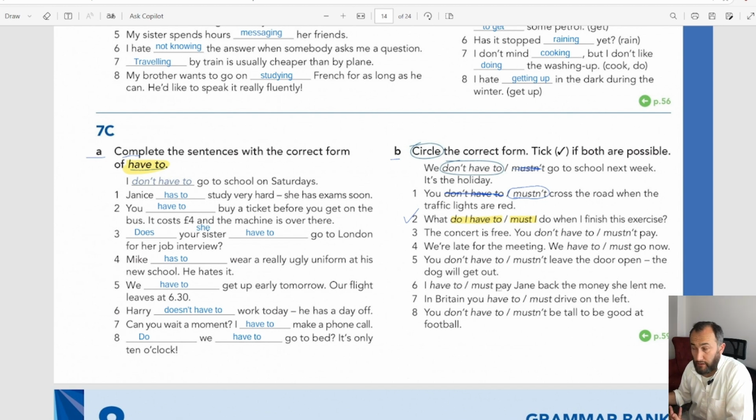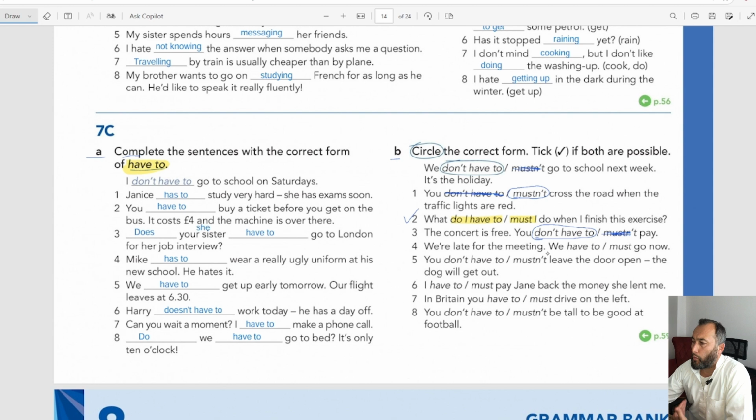Number 3: the concept is free, so you don't have to pay for that. So we're going to keep only one side of it. You don't have to is correct. You mustn't, no. You mustn't pay means you are not allowed to pay. If someone gives me money, I will take it, obviously.